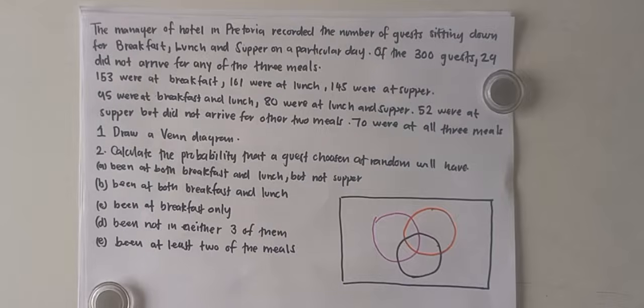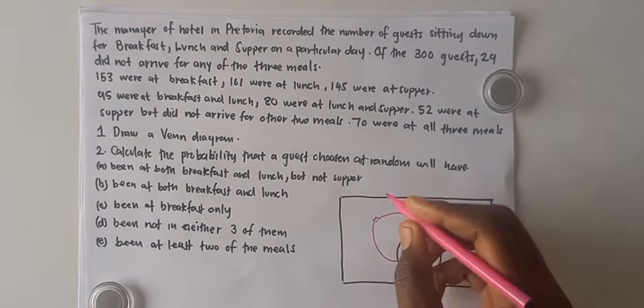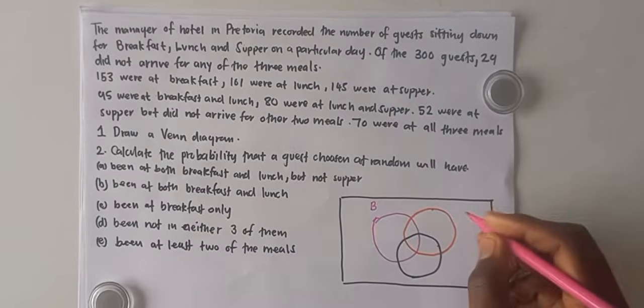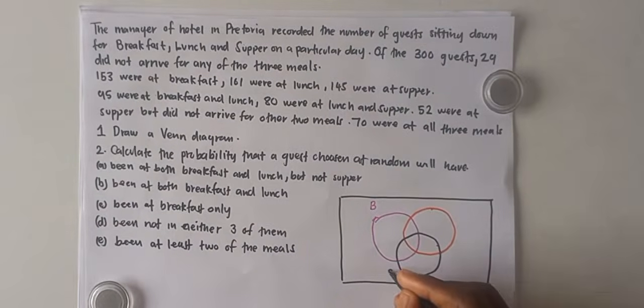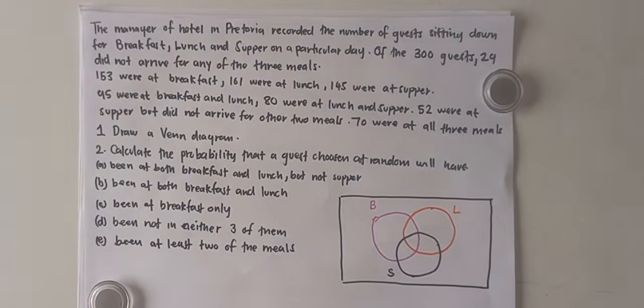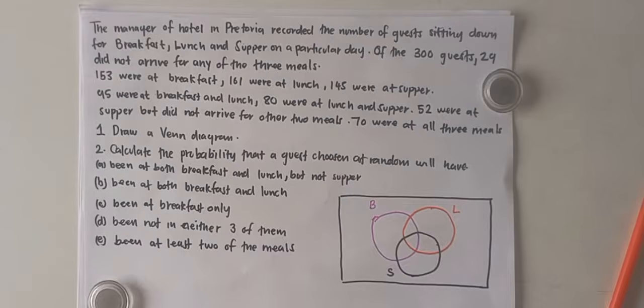It's a little small, but I'm good at this. This one is going to be for breakfast, this one will be for supper, and this one will be for lunch. So we have to fill out our information there.